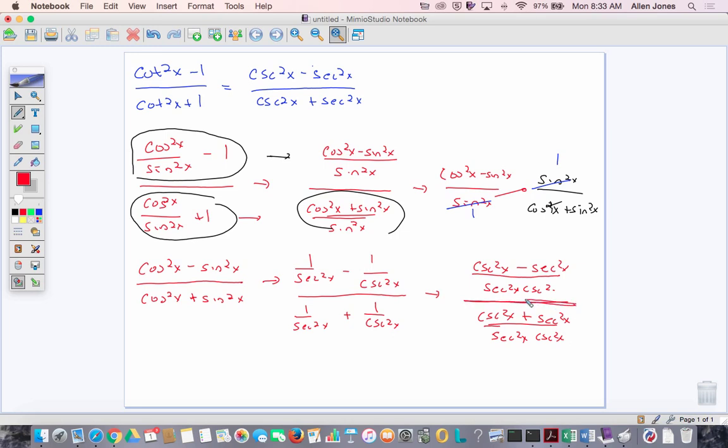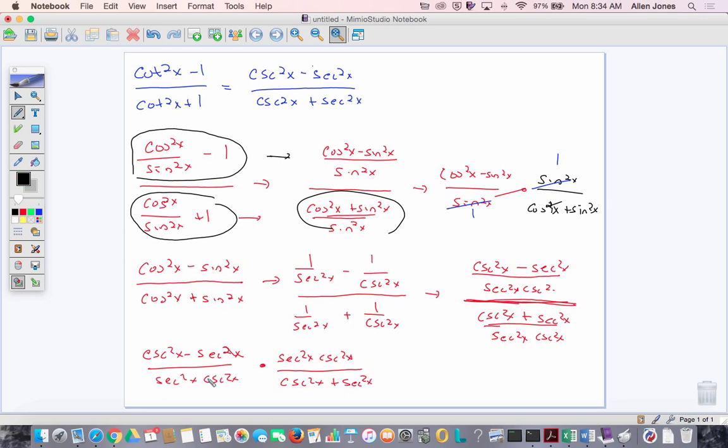I have one fraction divided by another, and when we divide fractions we multiply by the reciprocal. So I'll go ahead and show that down here. Cosecant squared minus secant squared over secant squared times cosecant squared multiplied by the reciprocal of this fraction here. So I flip that over and I have secant squared times cosecant squared over cosecant squared plus secant squared.